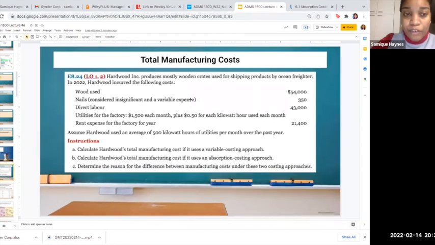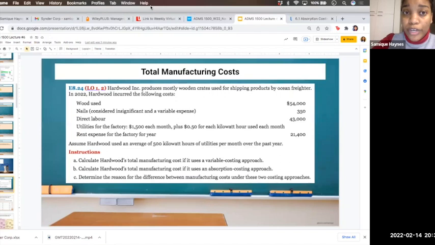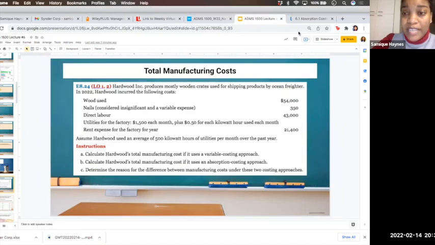So we have this information, the wood used, obviously we know that's direct materials. Nails, considered insignificant and a variable expense. Can anybody remember what I said an insignificant cost goes under? Where does it go if it's immaterial, if it's insignificant? Do we include it in our direct materials? No, it's manufacturing overhead. And the question says variable manufacturing overhead, very good.